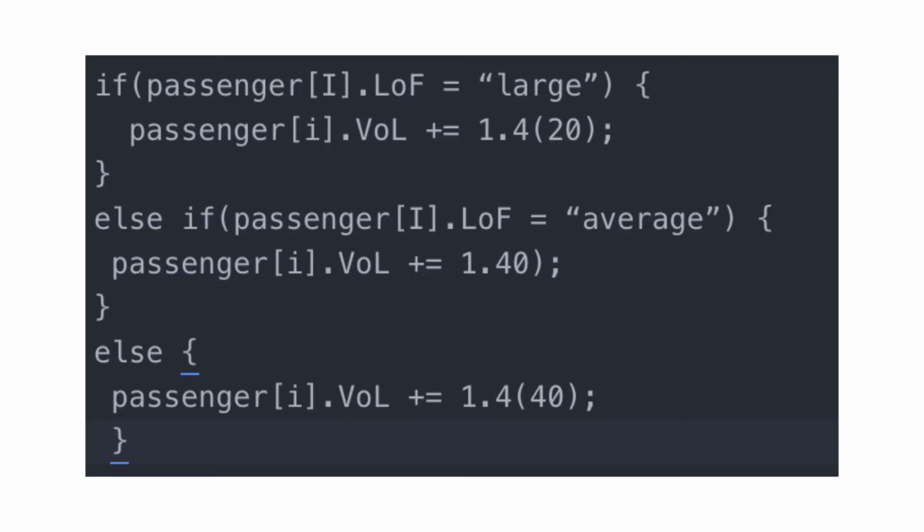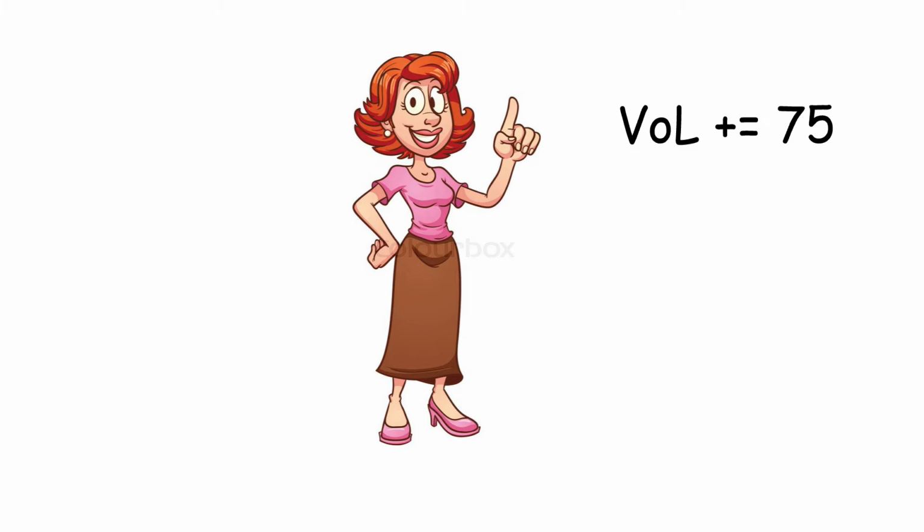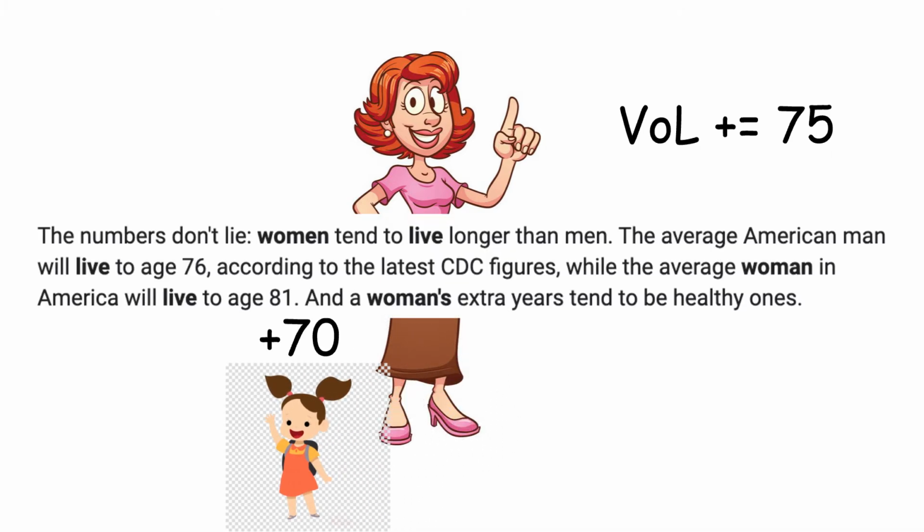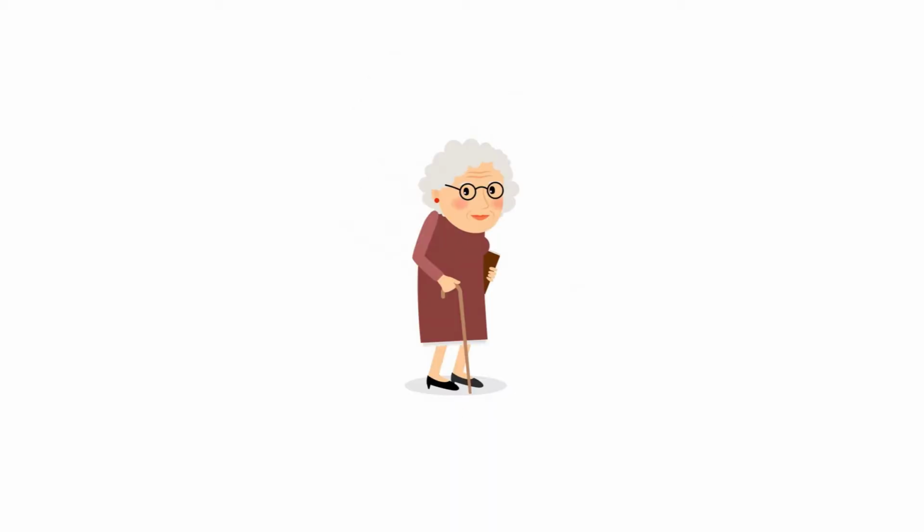Finally, gender. This one is pretty simple. I'm going to add 75 if the female is not old because they have the potential to create new life, which adds 70, and 5 because on average, women live 5 quality years longer than men, and if it's an old lady, then only 5, which looks something like this.